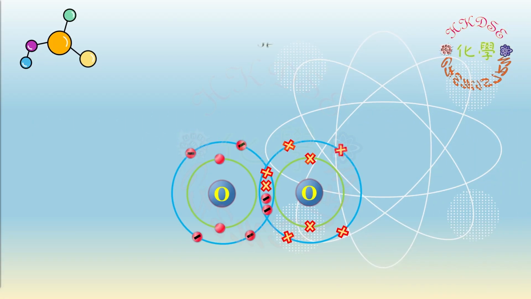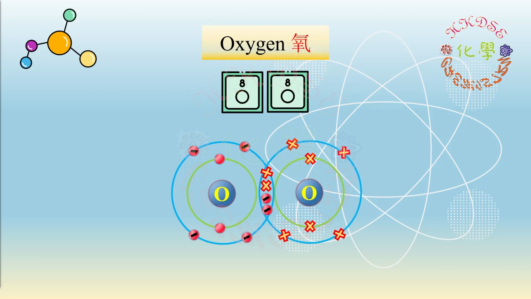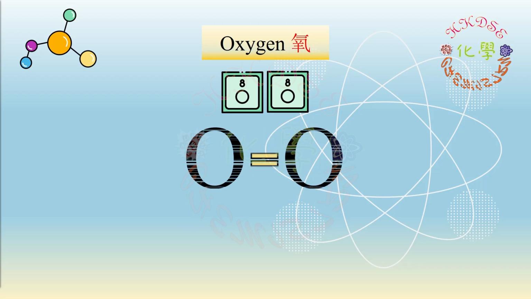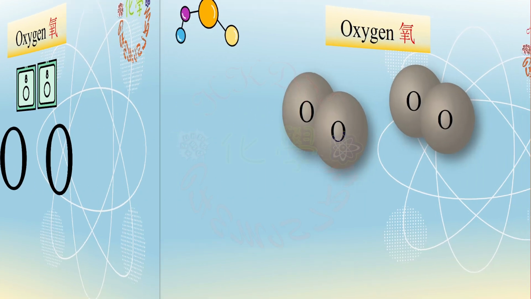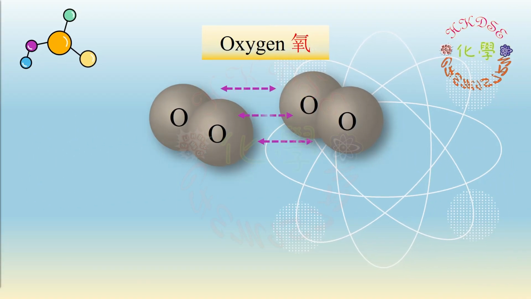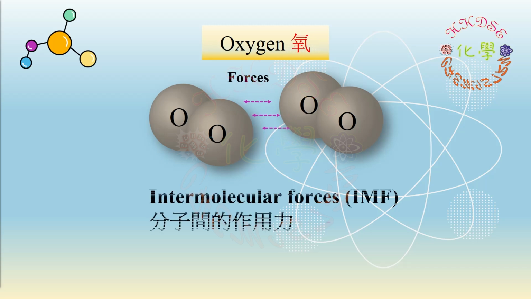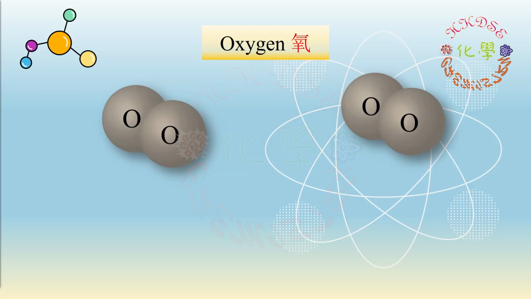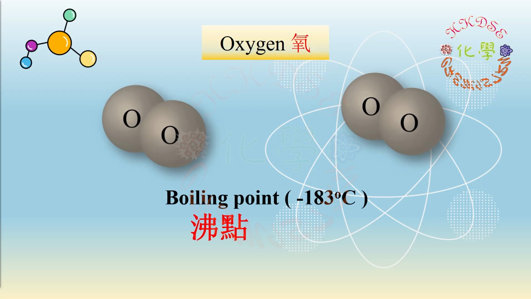So if we consider a simple molecular substance like oxygen, the atoms within each molecule will be strongly bonded together. However, in order to melt or boil oxygen, we actually don't break these strong covalent bonds. Instead, we only need to break the weak forces that exist between different molecules, which we call intermolecular forces. Because of this, we only need very low temperatures to melt or boil simple molecular substances. For example, oxygen boils at -183 degrees Celsius.